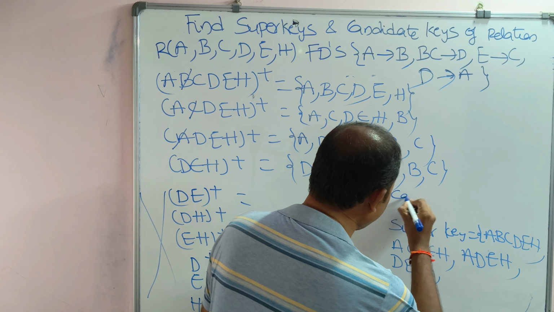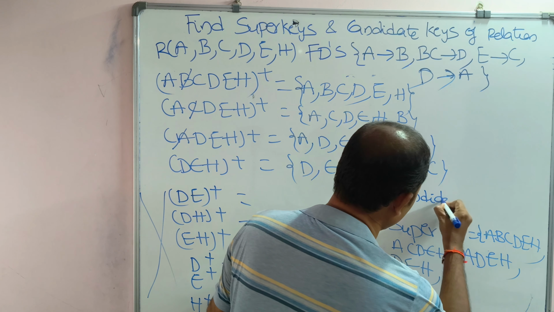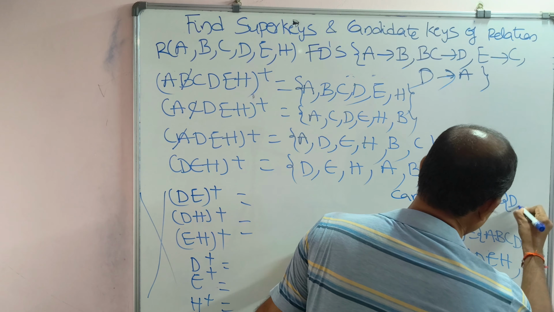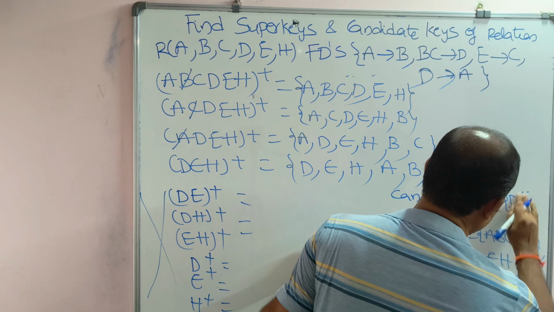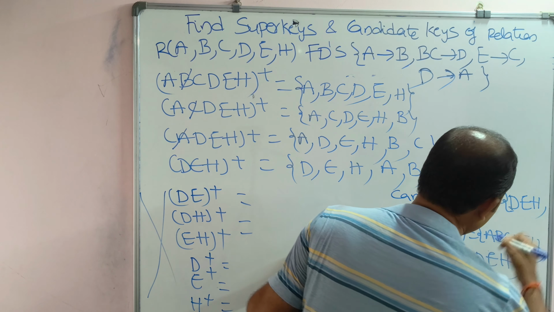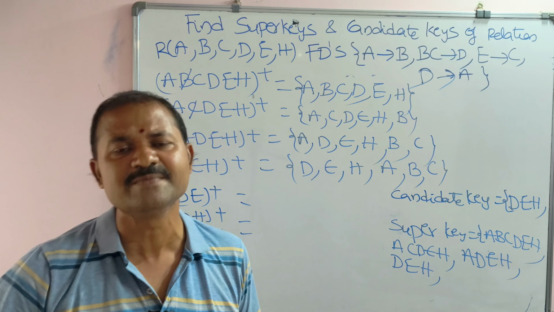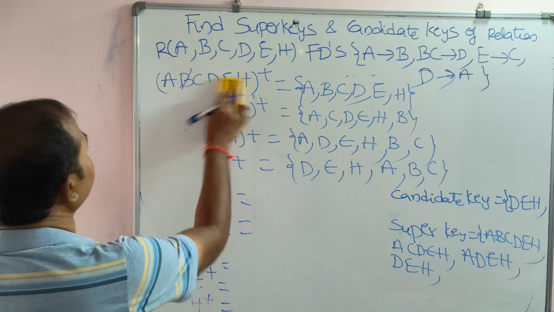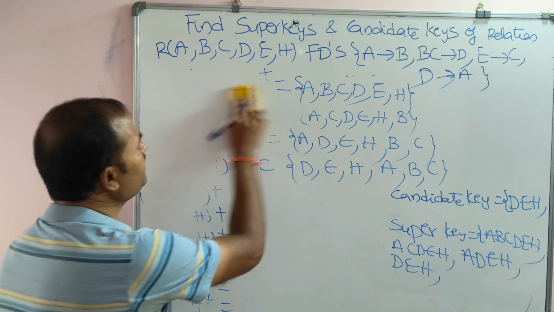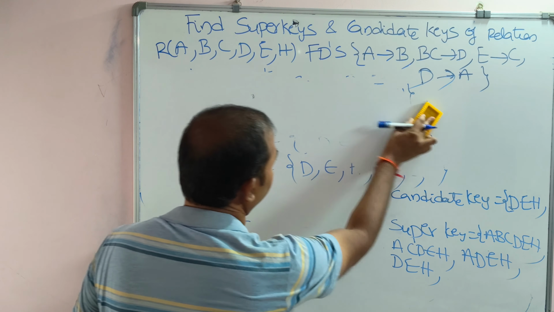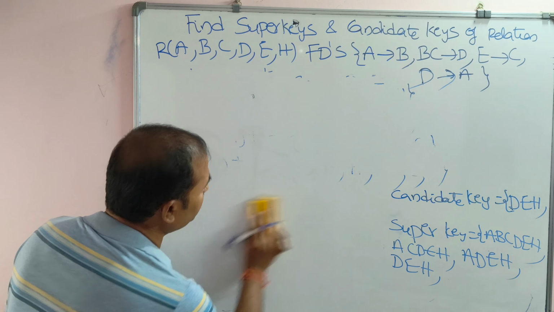So what is the first candidate key? DH. So now the first candidate key is DH. Now we have to determine the remaining candidate keys. So for that we have to find the prime attributes. Let us find the prime attributes.